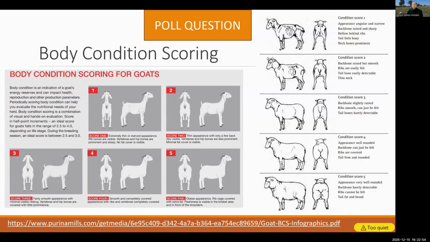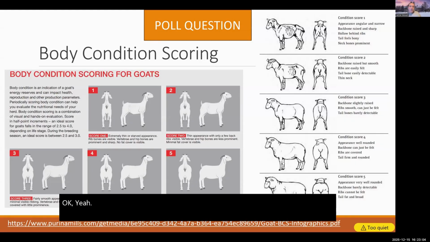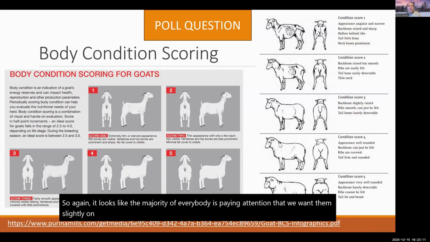I guess I will stop the poll and check the results. Yeah, so again, it looks like the majority of everybody is paying attention that we want them slightly on the heftier side at the beginning of the season.